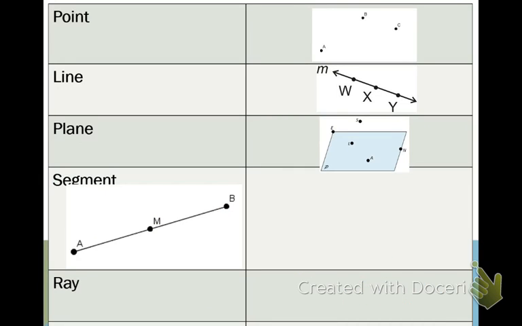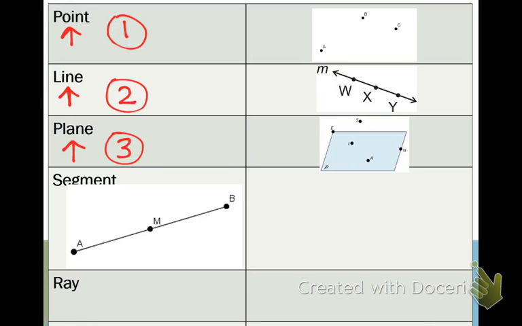A segment. So before we get into a segment, I just want to point out something. When you name a point, you use 1 letter. When you name a line, you use 2 letters. When you name a plane, you use 3 letters. Now there are those exceptions of when you say line M or when we said plane P. But if you don't see those, and most often you won't, you would use 2 letters to name a line and 3 letters to name a plane.